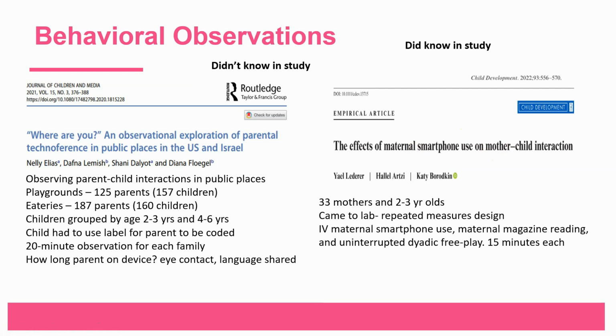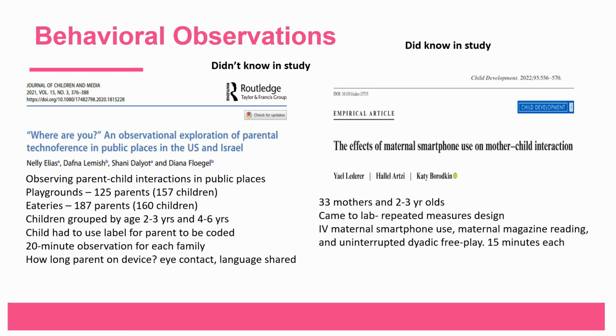Now, there's a lot of content right here, but here's the gist. The independent variable had 3 different levels, and they had maternal smartphone use. So they asked the mother in the room with the toddler to do something on the smartphone for 15 minutes. In another condition, they asked the mother, again in the room with the toddler, to read a magazine for 15 minutes. And then finally, for 15 minutes, they had the mother and the toddler engage in uninterrupted dyadic free play.